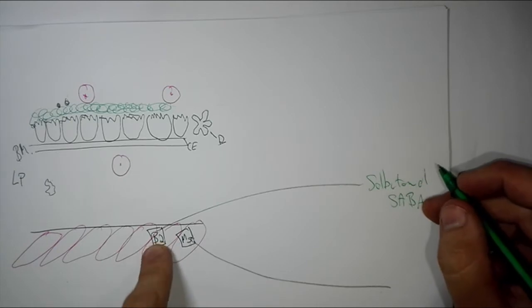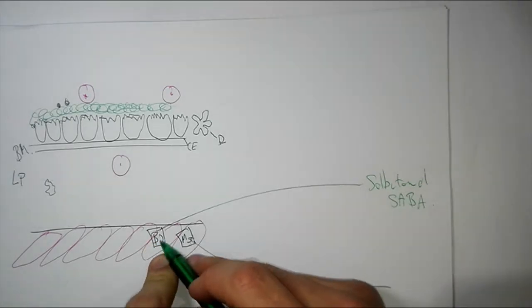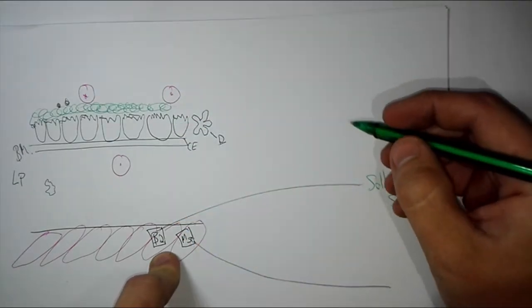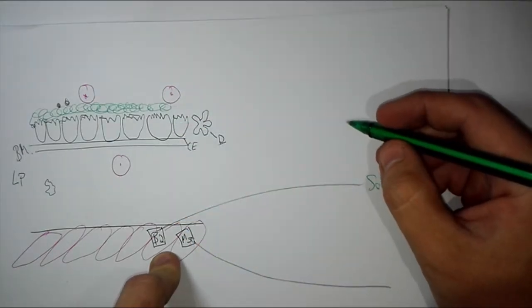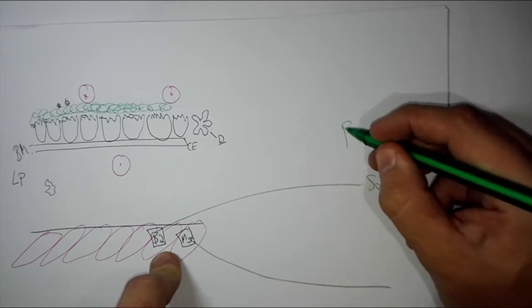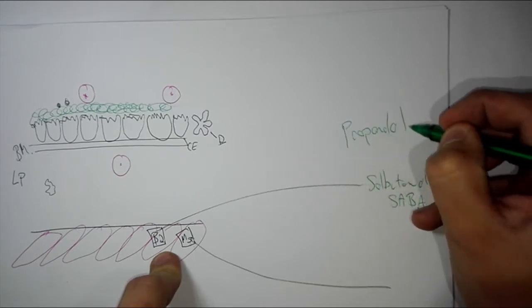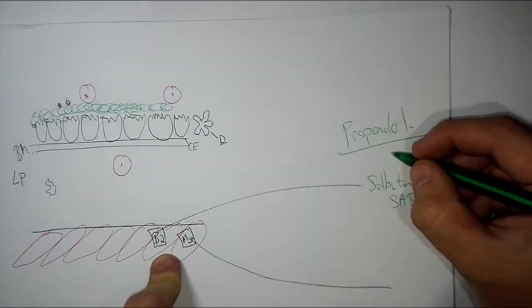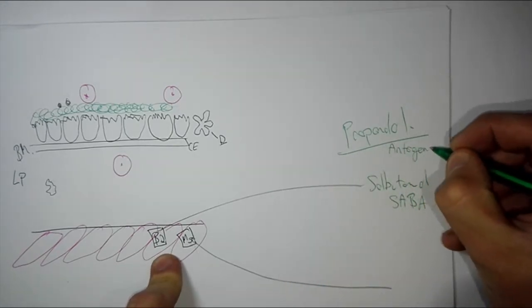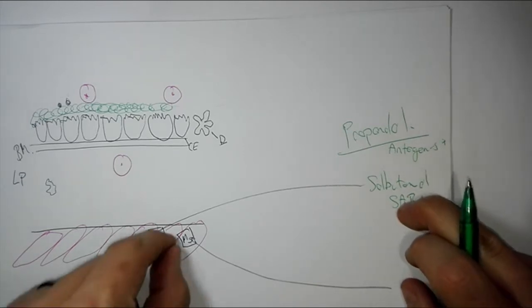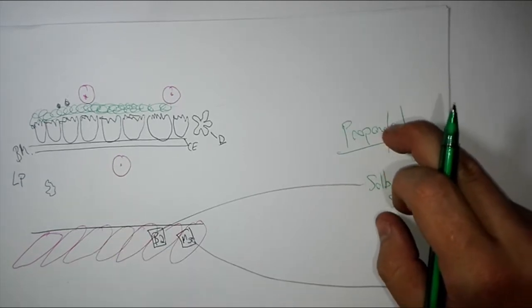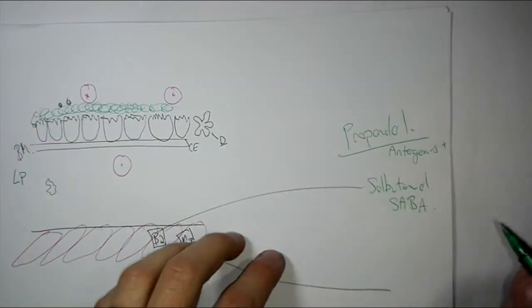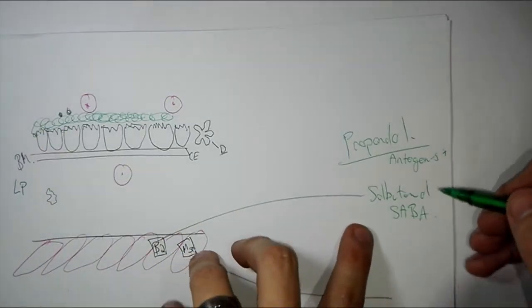Now in theory, if we took something that blocked beta 2, we'd get the opposite effect. So a drug, for example, I want to say atenolol, but it's not atenolol, propranolol, could actually induce asthma in some people, because propranolol is an antagonist. So if an agonist gives you dilatation, an antagonist will obviously give you contraction, or just the absence of dilatation, which is closer to a contraction. Just to give you an idea.